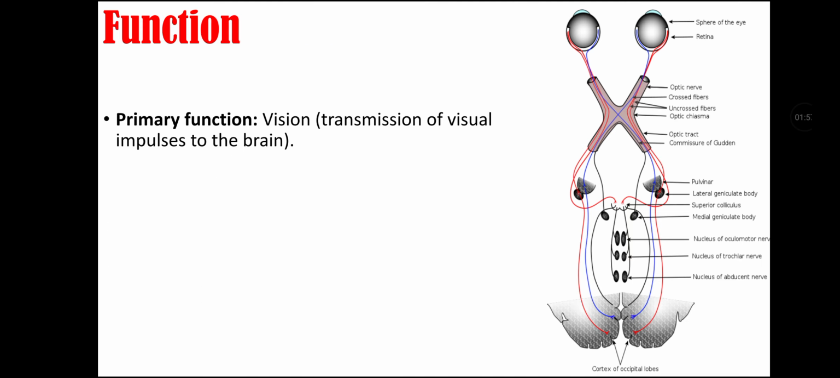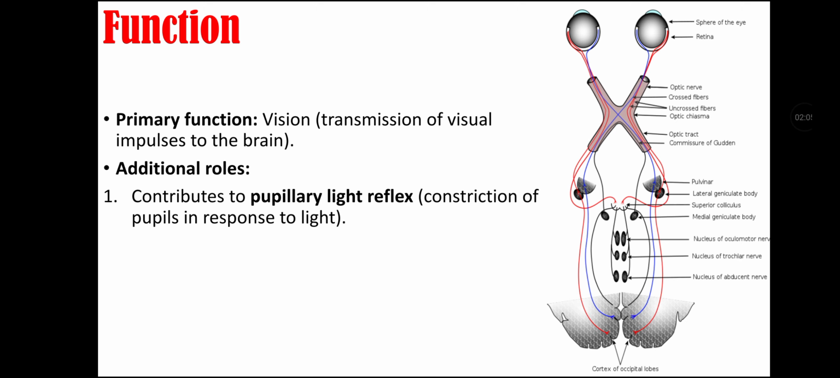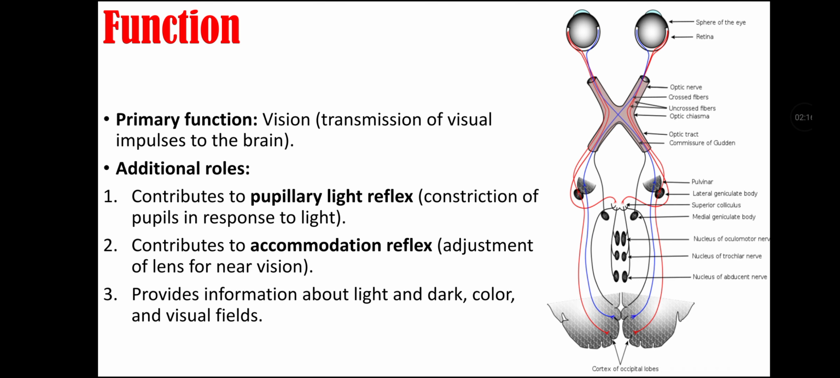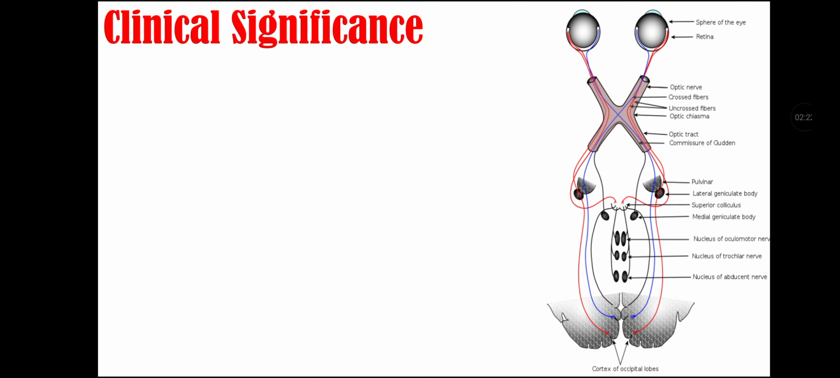Functions of the optic nerve. The first primary function is vision, as it helps in transmission of visual impulses to the brain. Additional roles include its contribution to the pupillary light reflex, that is constriction of the pupil in response to light. It also contributes to the accommodation reflex, that is adjustment of the lens for near vision. It also provides information about light and dark, color, and visual fields.